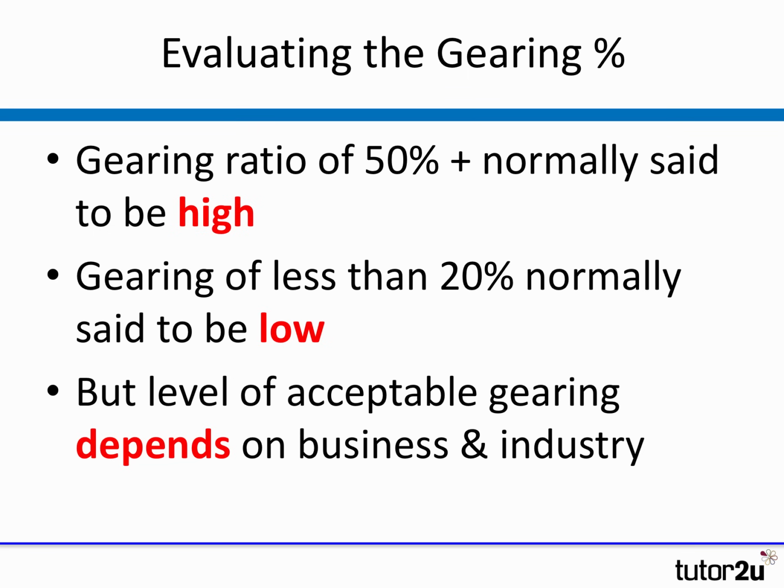Now, what does this mean? How do we evaluate gearing? Well, beware generalities about gearing. Normally the textbooks would say a gearing ratio of 50% or higher is said to be high, and that's fine, it's a useful benchmark. But of course, it depends on what type of business we're looking at. And normally it's said that gearing of less than 20 to 25% is low gearing, and somewhere in between is normal gearing. But the most important thing is that this depends entirely on what the business is trying to achieve, what the business's performance is, and typically what industry it operates in.